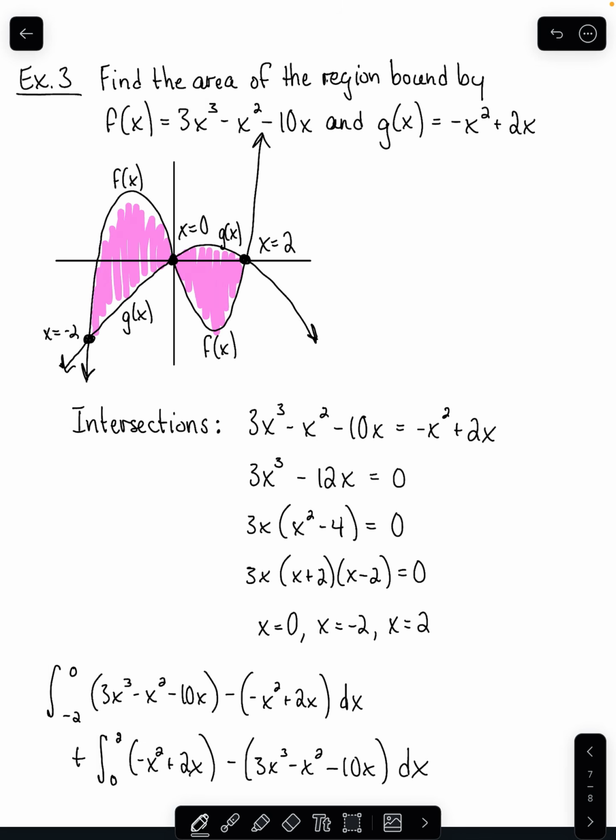The good news is that these are the same two functions being subtracted. But since they are being subtracted in the opposite order, they will simply produce the opposite sign result when we combine the terms. The integral from negative 2 to 0 of 3x cubed minus x squared minus 10x, and then when we distribute the negative, we get plus x squared minus 2x dx.